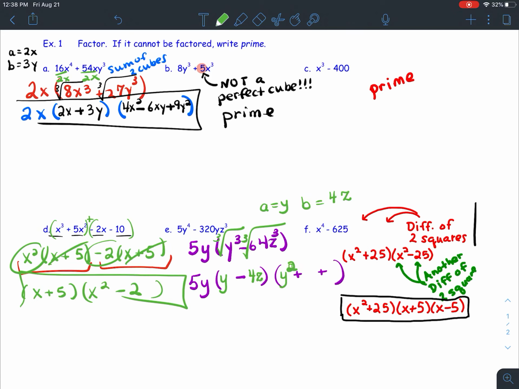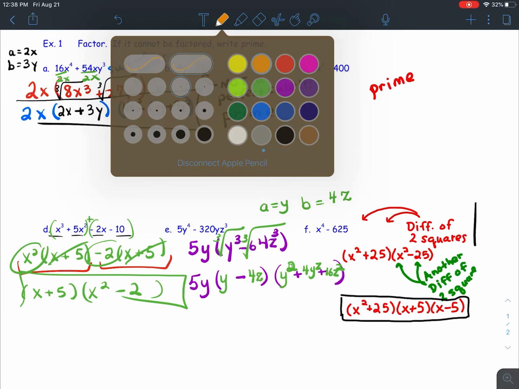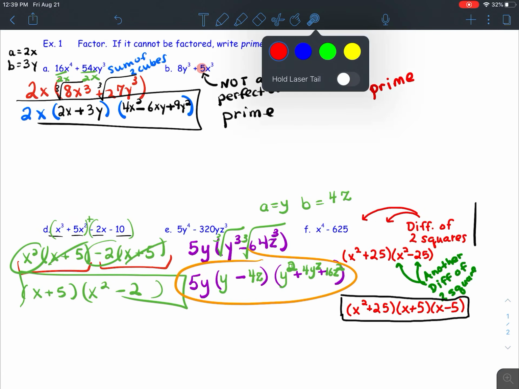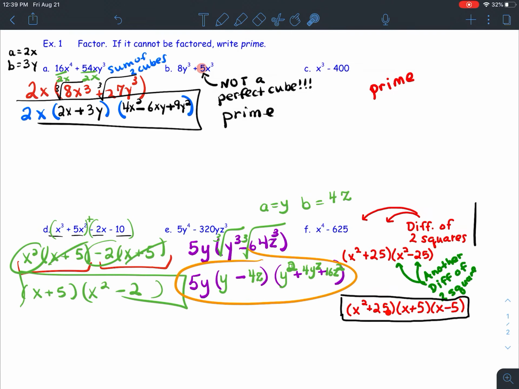Then here, this is the A value squared, so that's, whoops, that's y squared. In the back, I should take the B value and square it, so that'd be 16z squared. And in the middle, the A and the B get multiplied together for a 4yz. Okay, and that's my answer. Very important that you still have the 5y there.